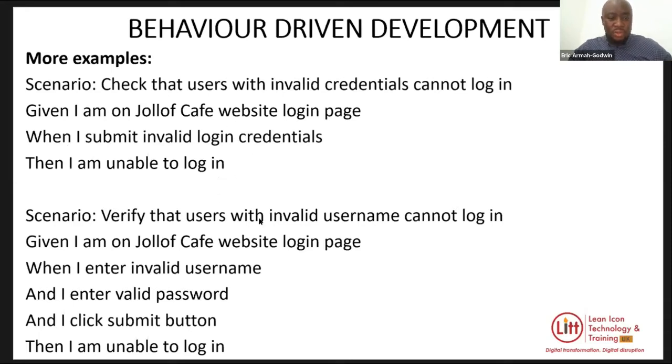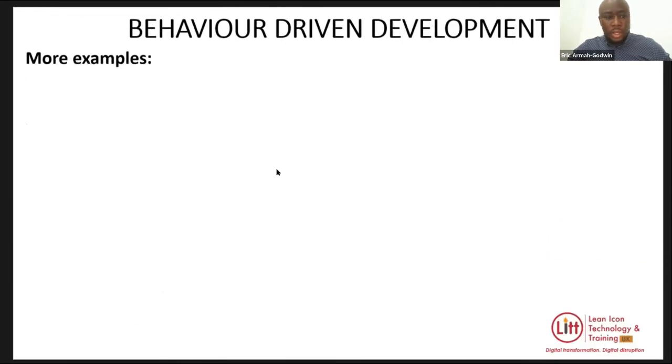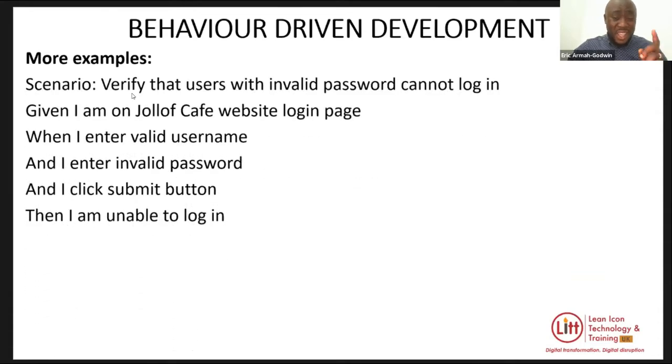Again, the next one says verify that users with invalid username cannot log in. So this is just breaking it down to test in a different way. Make sure that with this test, we've got a valid password, but an invalid username. Click the button, and then the result would be that the user will be unable to log in. Okay, so let's go to the next one, which is the last example that I've got here for the same user story.